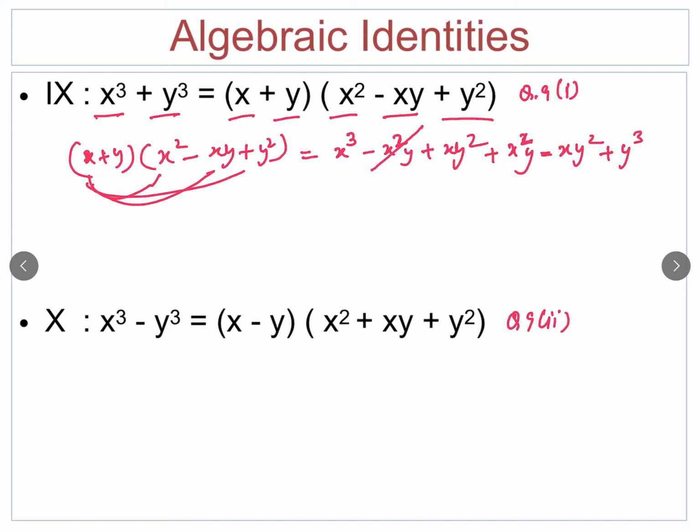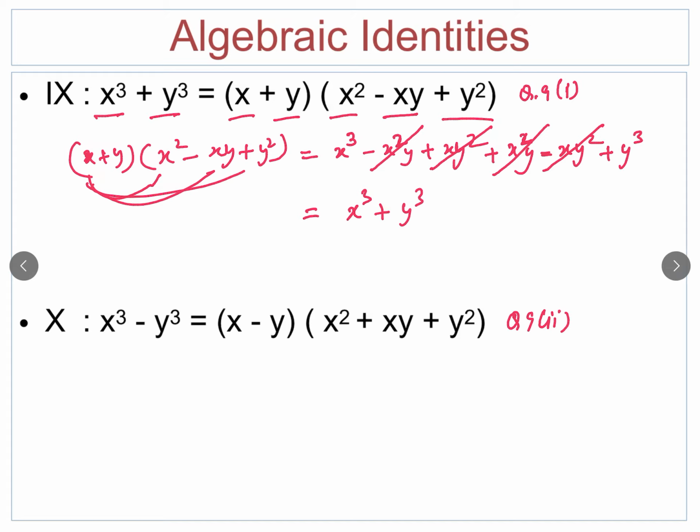Now this minus x square y will cancel the plus x square y, and this plus xy square will cancel the minus xy square. So we'll remain with x cube plus y cube. This is our identity number 9.